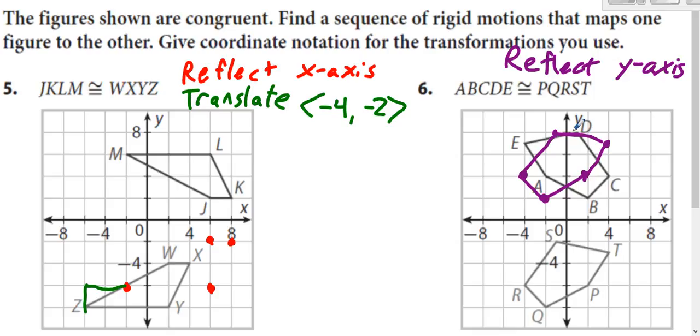Then we need to translate it down to where it's supposed to go. It looks like it just needs to drop straight down. So just count how far it needs to drop. Again, the graph is counting by twos. 2, 4, 6, 8. So you drop it down 2, 4, 6, 8, 10. We don't need to move it left or right, so 0, -10.